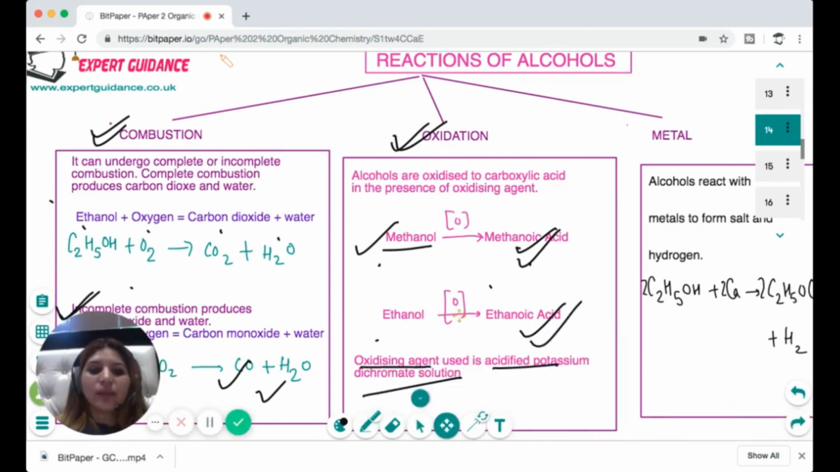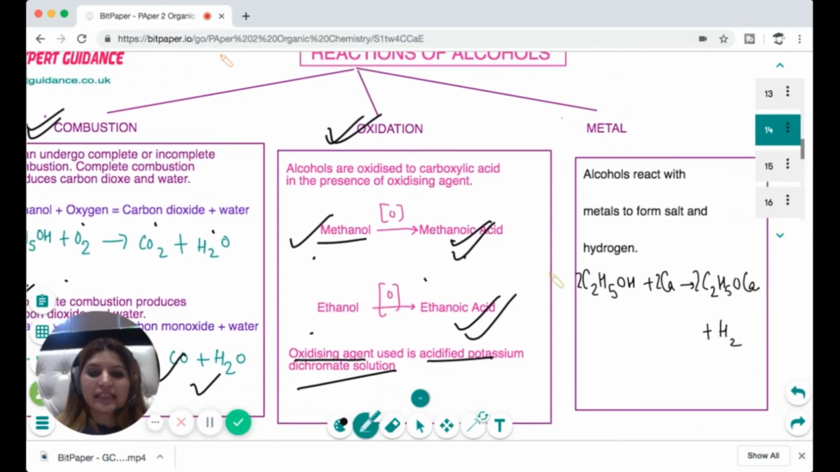And alcohols basically act like an acid. So they react with metal to form a salt and hydrogen. So alcohols react with metal to form a salt and hydrogen. So here we have ethanol with calcium and it forms calcium ethanoate plus hydrogen. Okay, so I hope all these reactions are clear to you.